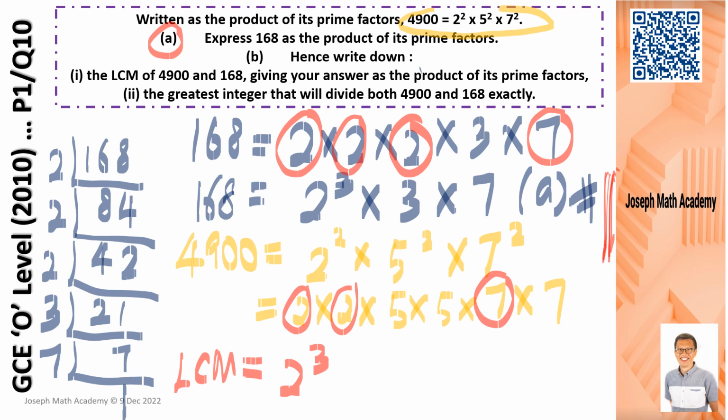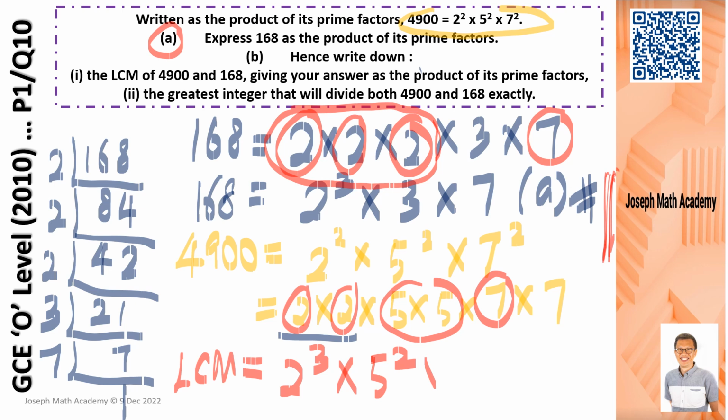Okay, the greatest power. Even though here you only have 2, we have to follow this one, because a multiple must be common for both. Then let's look at 5. 168 has no 5, but 4,900 has 5. So no choice, we have to follow this.